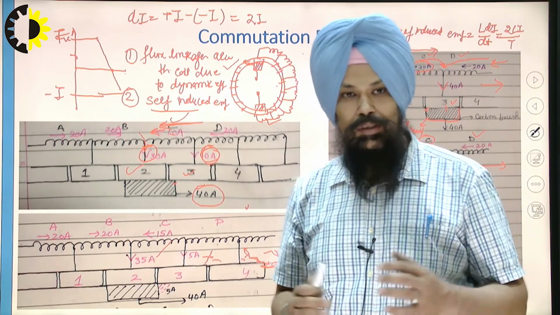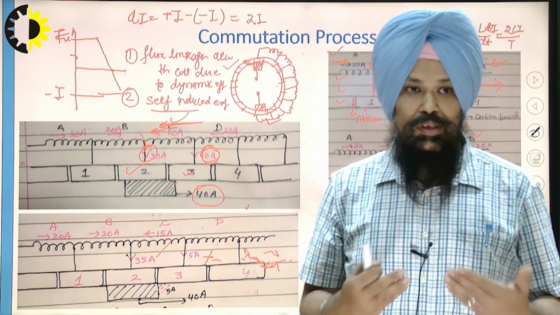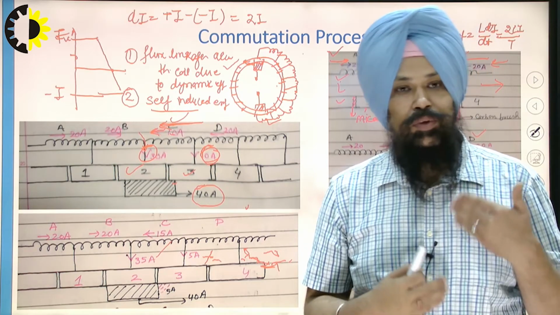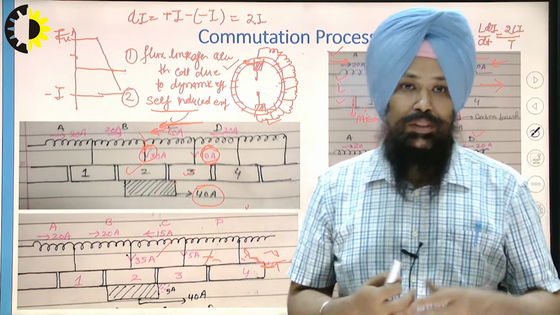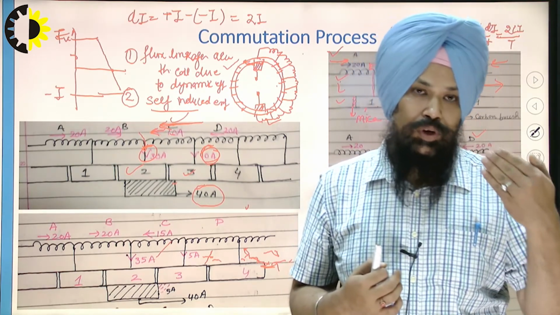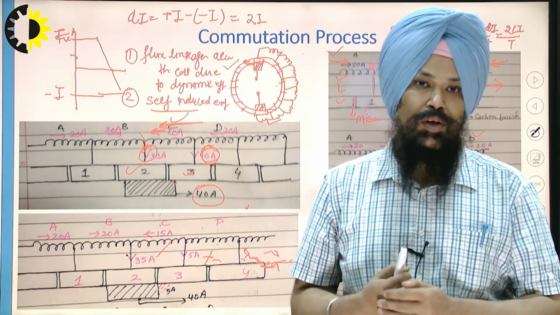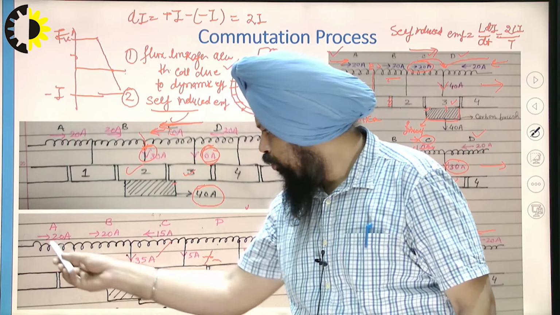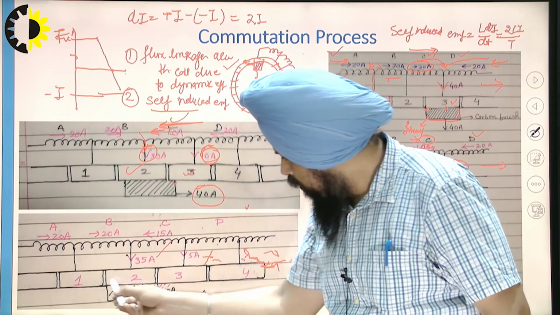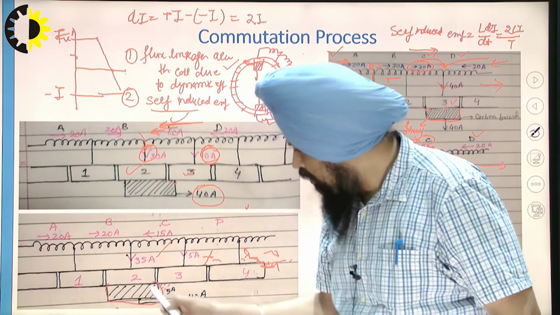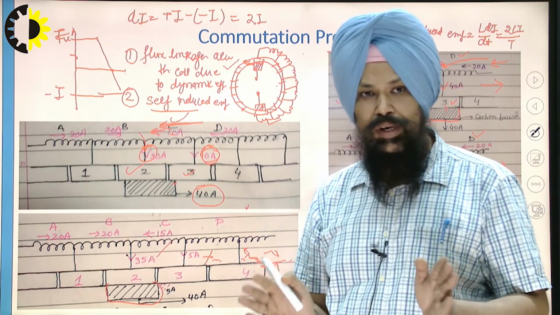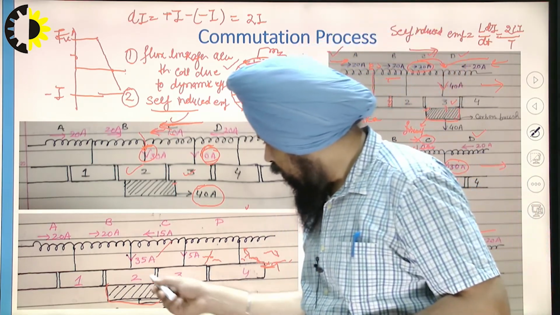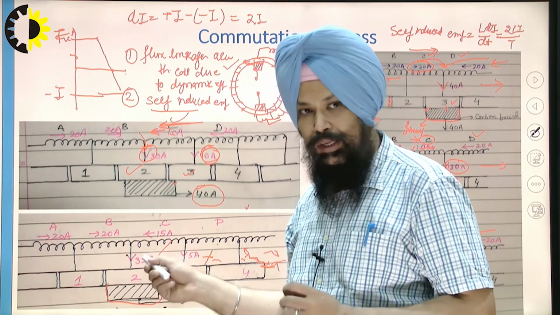Okay, this is how the current reversal takes place in the commutating coil. Why do we call it the commutating coil? Because that coil is going through the process of commutation with the help of the carbon brush position. In the last, you can see in this particular diagram, the maximum, meaning 100% contact, is now with the number 2 segment, and that's why we have the current distribution like this.